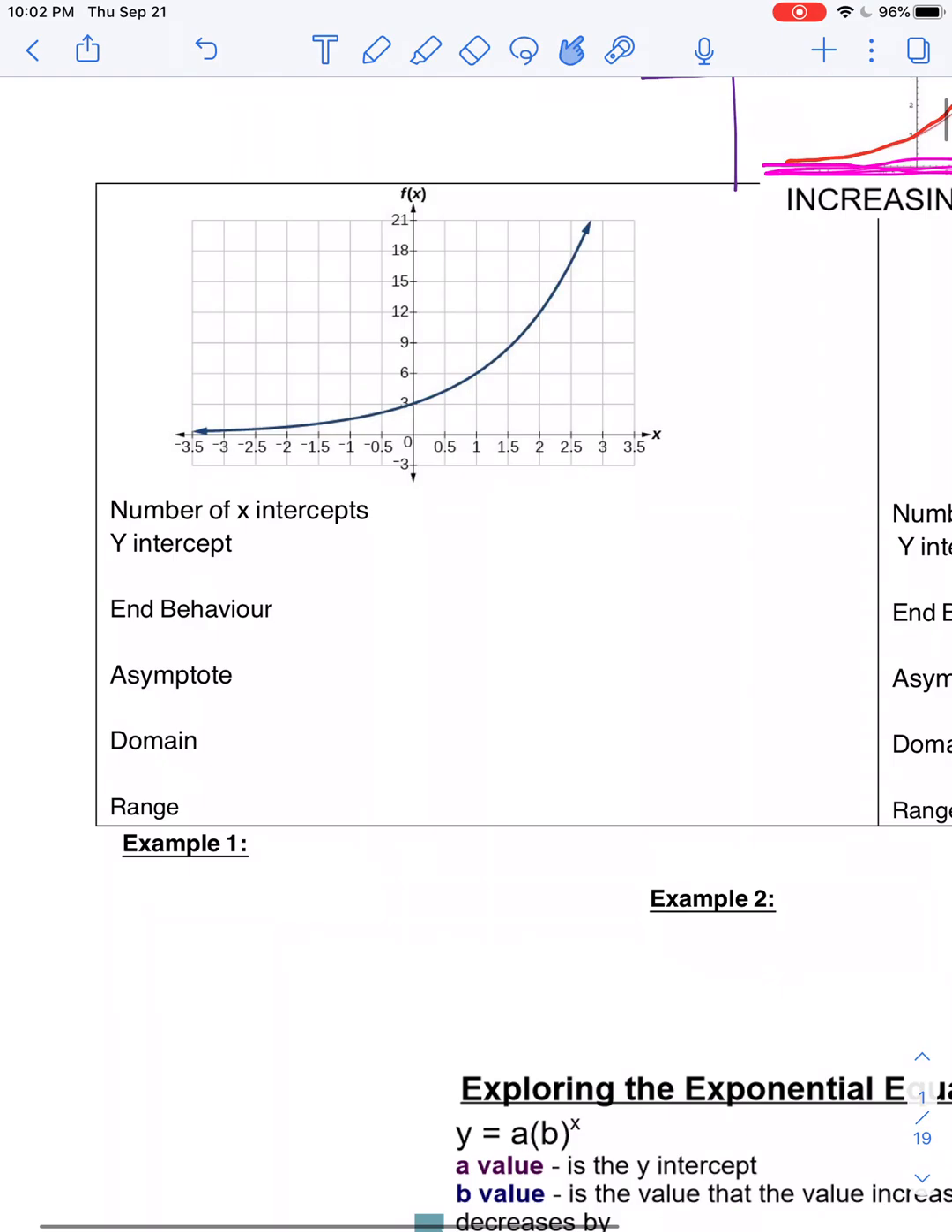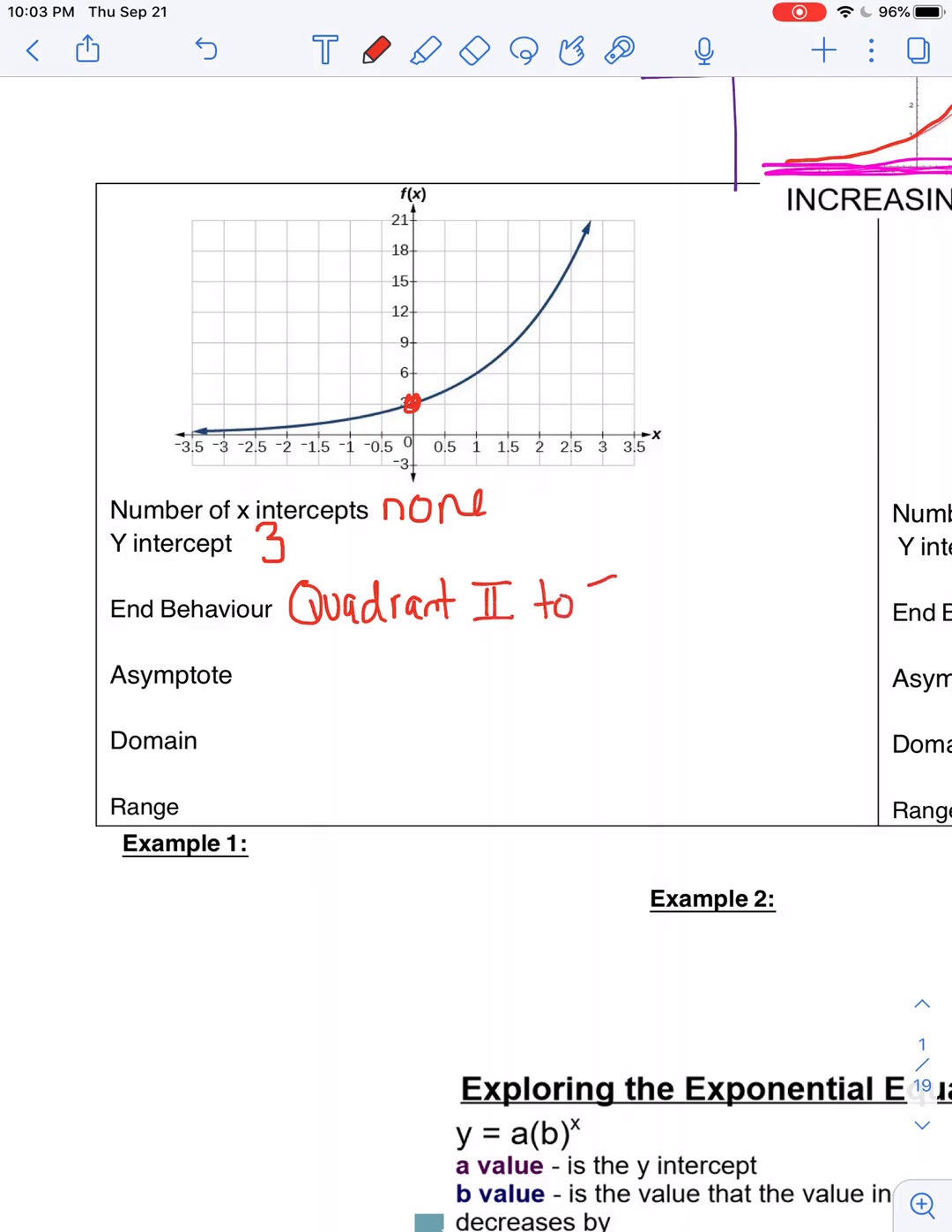So when we look over here, here's our very first graph. So there are no x-intercepts because this graph never crosses the x-axis. The y-intercept is at 3, and then the end behavior is from quadrant 2 to 1. And then our asymptote is right here at 0, so where y equals 0.